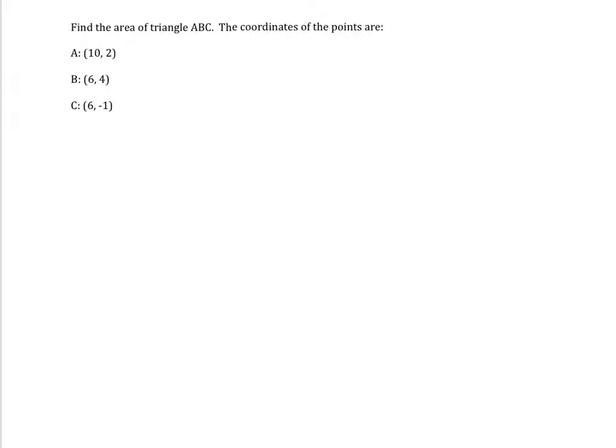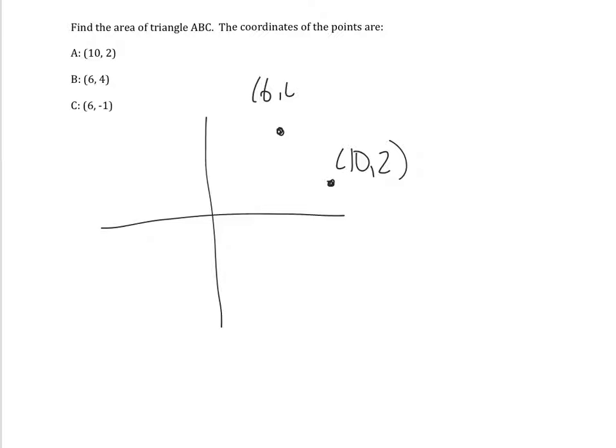In this video, we're going to look at how to find the area of some polygons. So in this case, we're looking at a triangle ABC, and just to help us, I'm going to draw some rough coordinates for this. So one is at 10, 2, so 10 over and 2 up. I'm just going to label it. This is approximate. I have one point at 6, 4, so 6, 4 might be about here. And I have another at 6, negative 1.